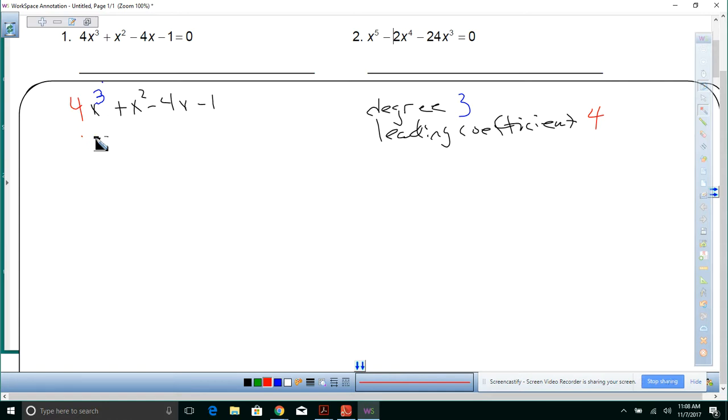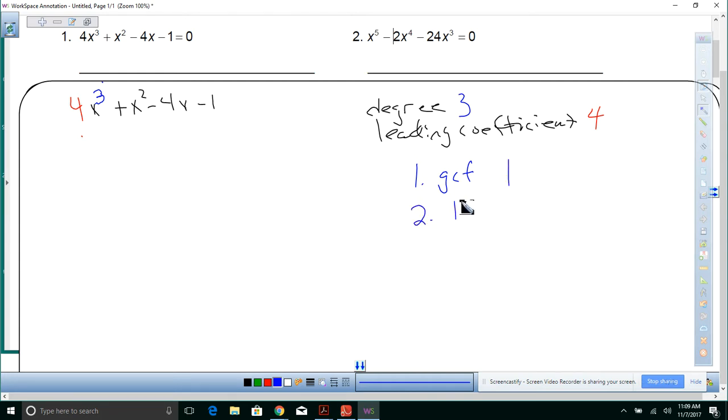All right, so now let's factor. First off, we need to look and see how many terms we got. We got 1, 2, 3, 4. Really, I'm skipping one. First, what's the greatest common factor? You got 4, 1, negative 4, negative 1. So the greatest common factor is going to be 1. That's not going to be any help.